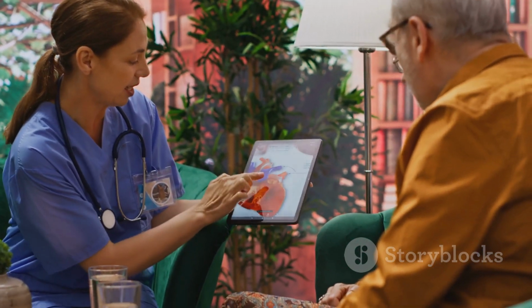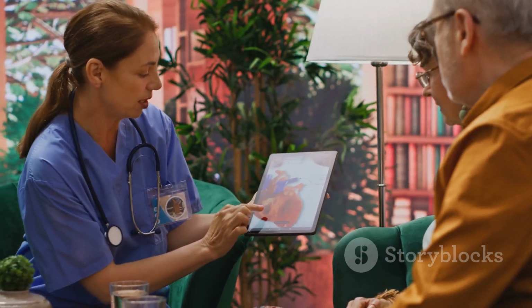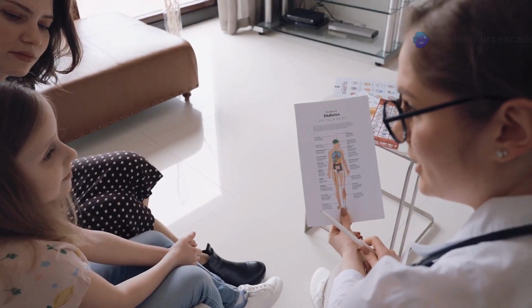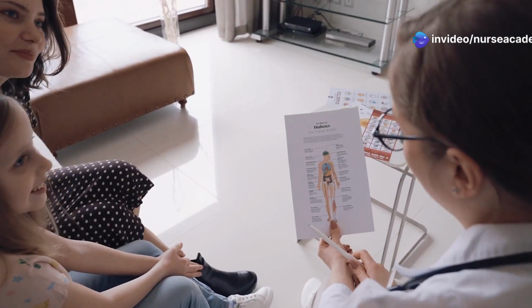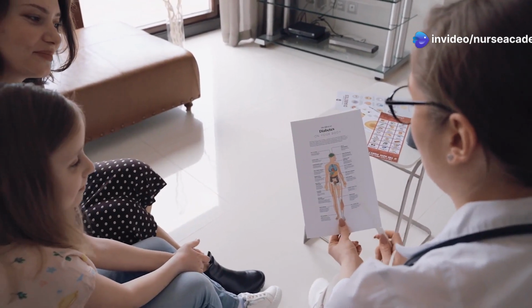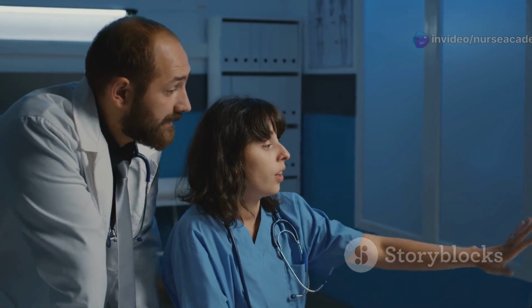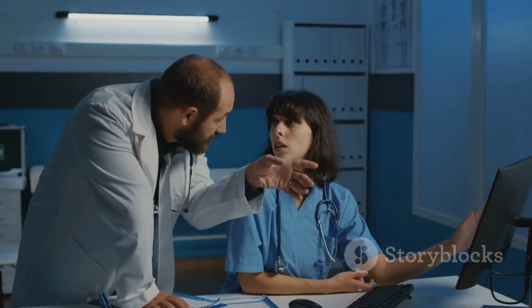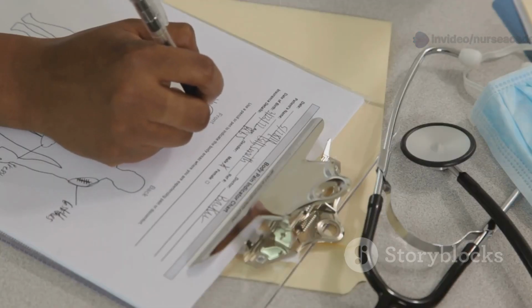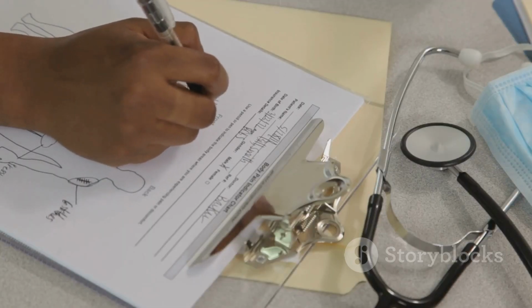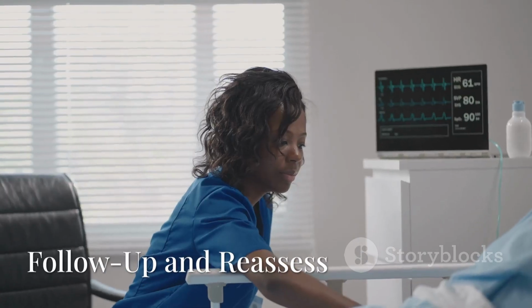Communication and documentation are critical parts of the assessment. Communicate findings. Share your assessment and care plan with the patient in a clear, understandable way. Also, communicate relevant information with the rest of the healthcare team. Document the assessment. Accurately document your findings, nursing diagnoses, care plan, and any patient responses. Ensure the documentation is clear, concise, and follows any standardized formats.